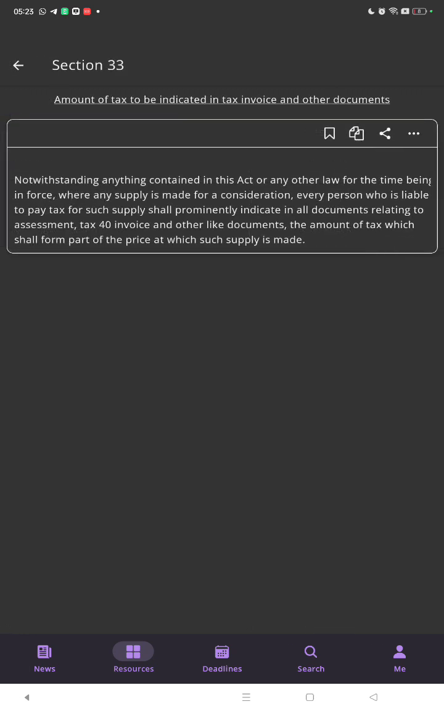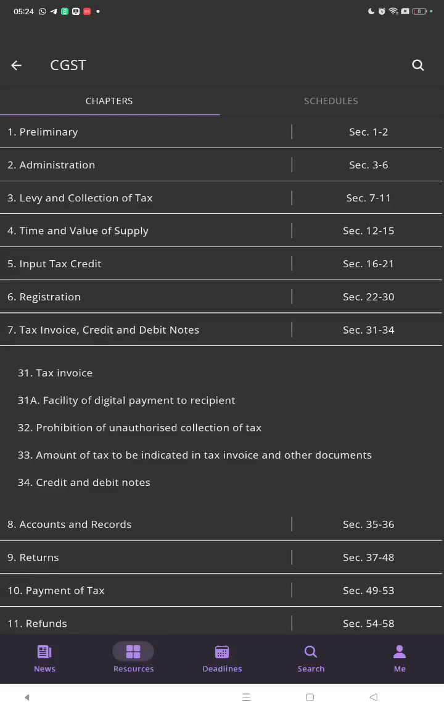Section 33. Amount of tax to be indicated in the tax invoice and other documents. Notwithstanding anything contained in this Act or any other law for the time being in force, where any supply is made for consideration, every person who is liable to pay the tax for such supply shall prominently indicate in all the documents relating to assessment of tax, invoice, and other like documents the amount of tax which shall form part of the price at which such supply is made.